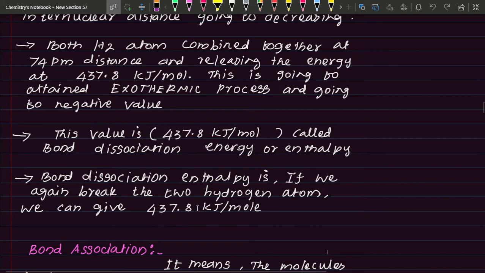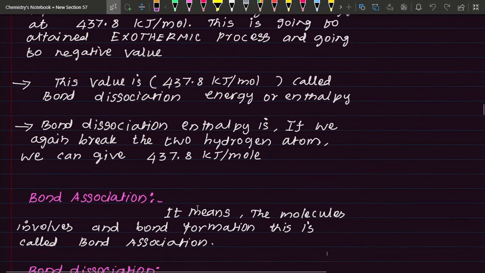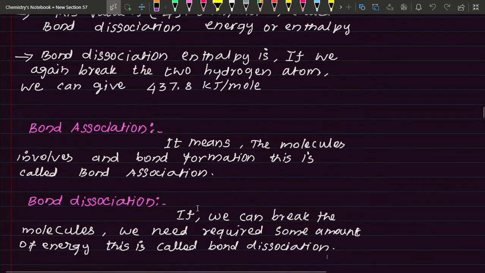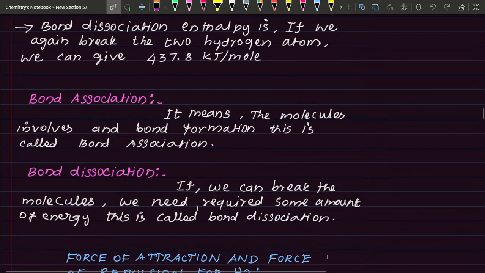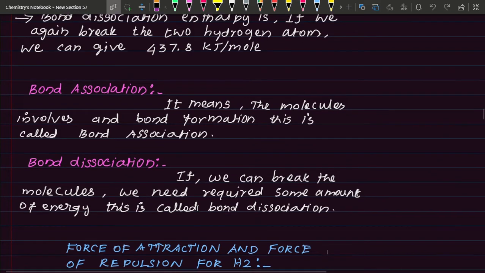Next, bond association. See the definition for bond association. It means the molecules involved in bond formation. This is called bond association. Next, bond dissociation. If we break the molecule into two separate atoms, we require some amount of energy.